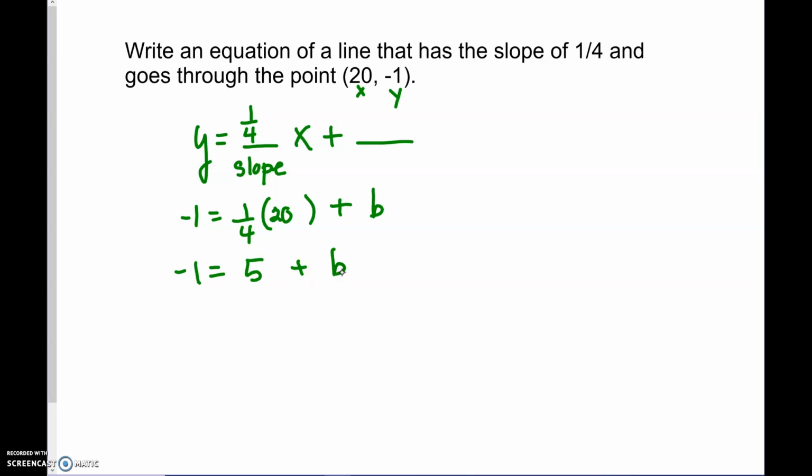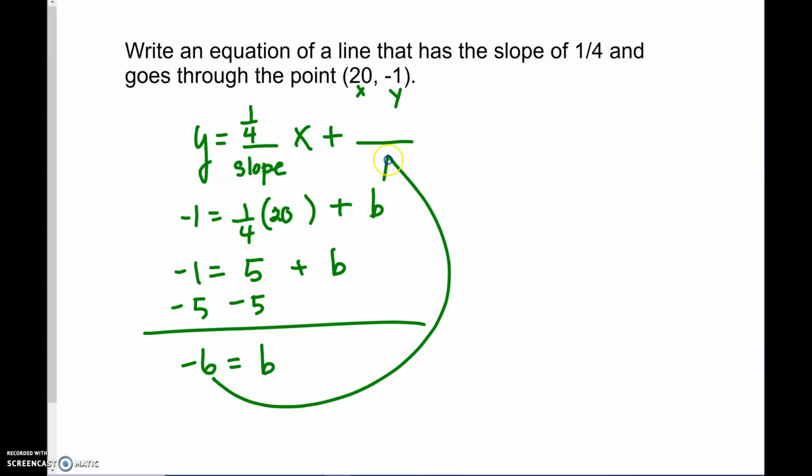And now are we going to add 5 or subtract 5 from both sides? So we're going to subtract 5. And -1 minus 5 is a -6. So go fill in the last blank with a -6.